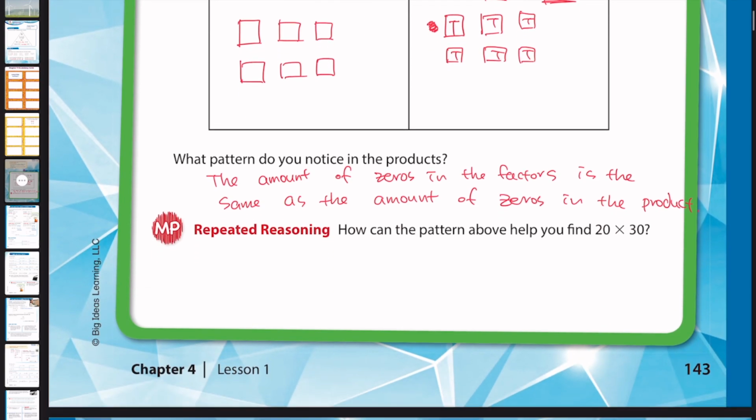So repeated reasoning. How can the pattern above help you find 20 times 30? We are going to do what? 2 times 3, and then add how many more zeros? 1, 2. Add 2 zeros. That's it. Let's move on.